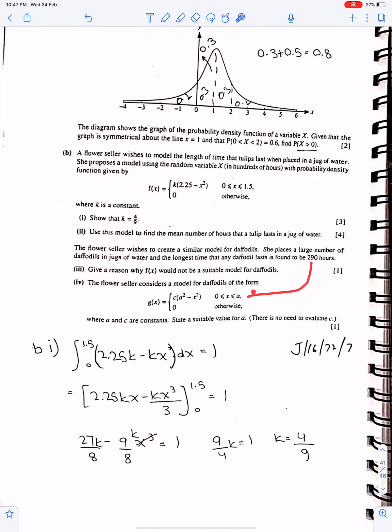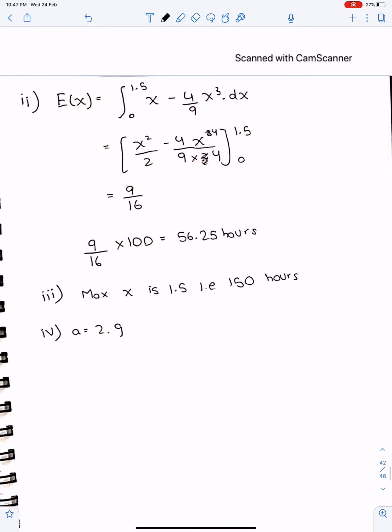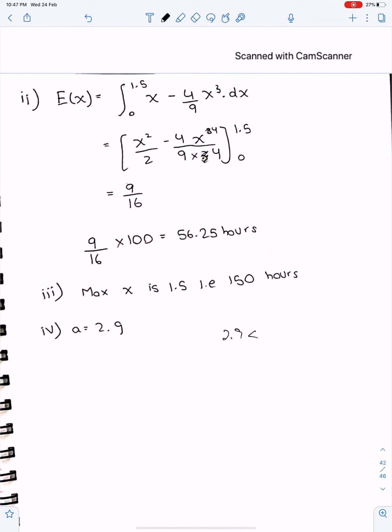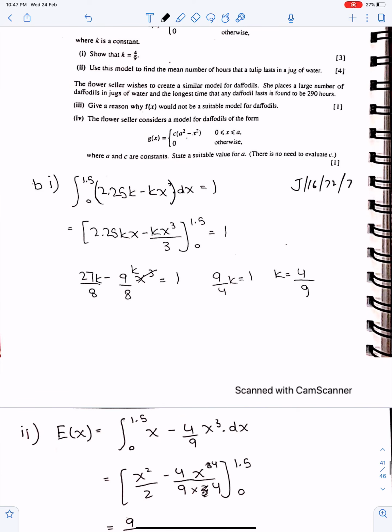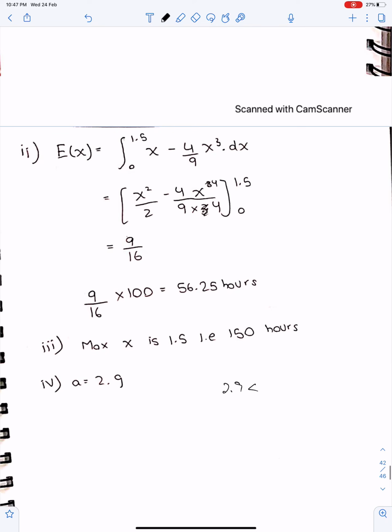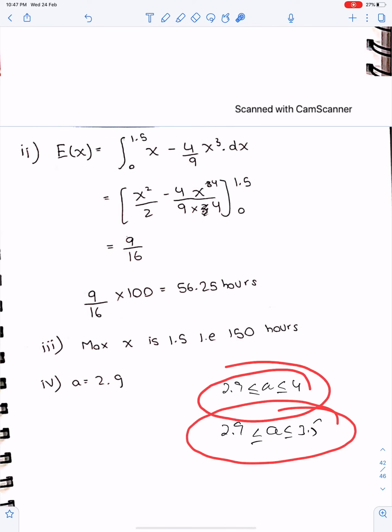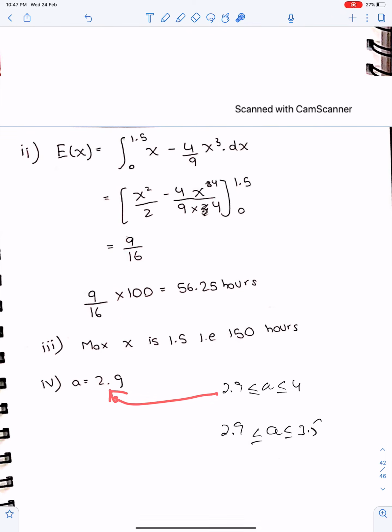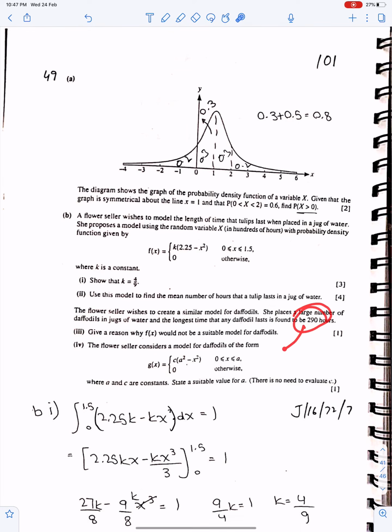You can either state 2.9 here, or you can state anything from 2.9 to 4, because here we have some area. So the value of a could be 2.9 to 4, or you can state any value from 2.9 to 3.5, or you can even write 2.9. All the answers are fine. Anything between this range or this range is fine. Even 2.9 is also fine, because this is the longest time, 2.9. So you can write 2.9 simply here.